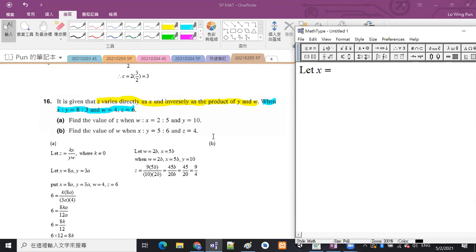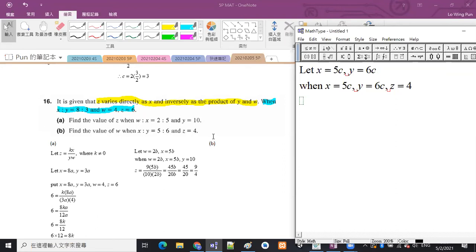x to be 5c and y to be 6c. Okay, because the ratio of x to y is 5 to 6. So we let the x and y like this. Okay. So we just when x is 5c, y is 6c, and z is 4.